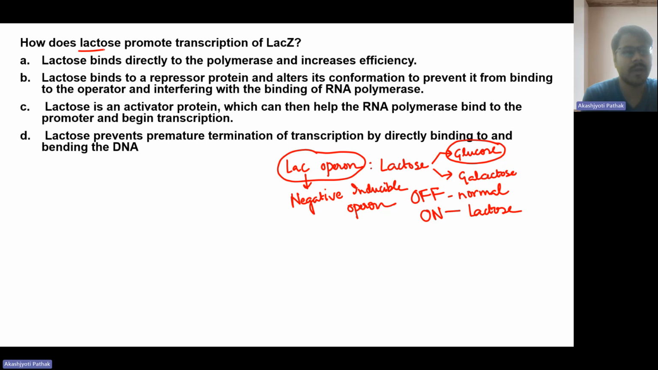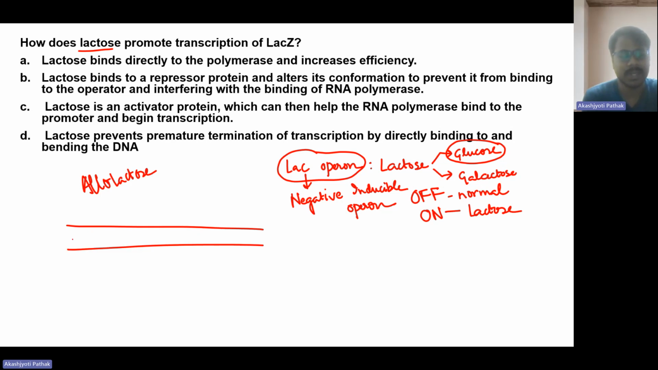Basically, in the lac operon, lactose is converted into allolactose, and this allolactose is an inducer for the lac operon. It is the signaling molecule which binds to the repressor protein. If you look at the structure of the operon, there is a regulatory LAC-I gene, then a promoter, then the operator, and three structural genes: LAC-Z, LAC-Y, and LAC-A.